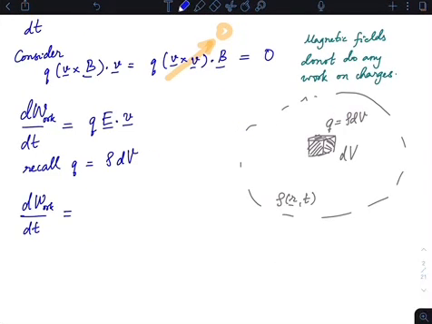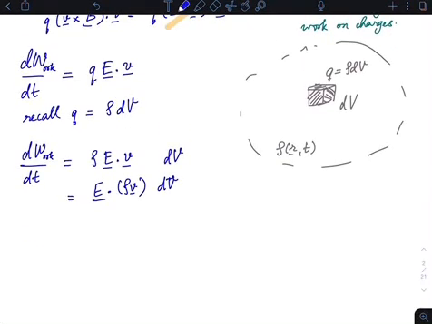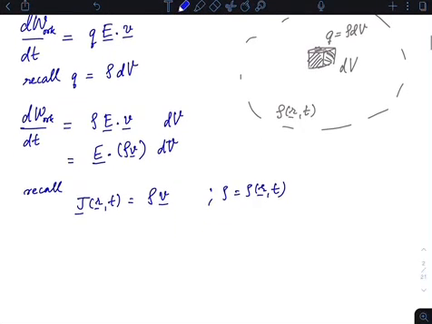So dW/dt is nothing in this case but rho dV multiplying E dot v, or this is E dot rho v multiplying dV. And once again we have to recall that J, the current density vector, is given by nothing but rho times v. Rho, of course, is a function of space and time.